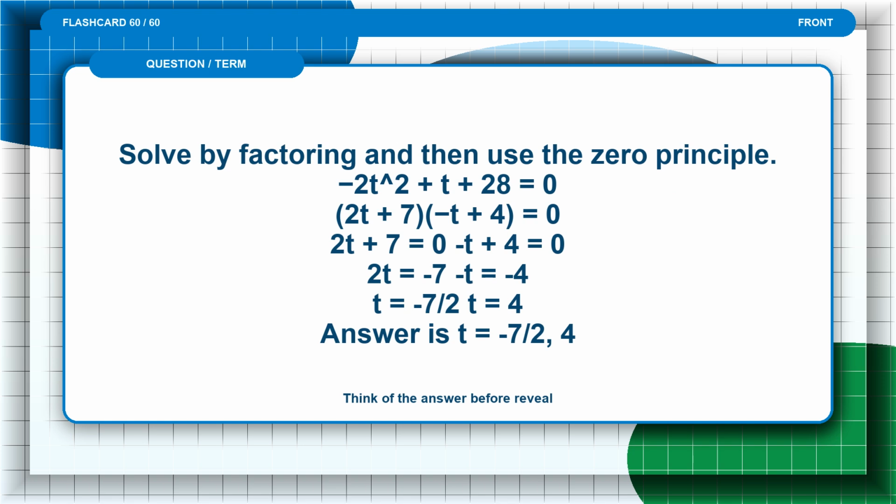Flashcard 60. Solve by factoring and then use the zero principle. -2t² + t + 28 = 0. (2t + 7)(-t + 4) = 0. 2t + 7 = 0, -t + 4 = 0. 2t = -7, t = 4. t = -7/2, t = 4. The answer is t = -7/2, 4. Think of the answer before the reveal.